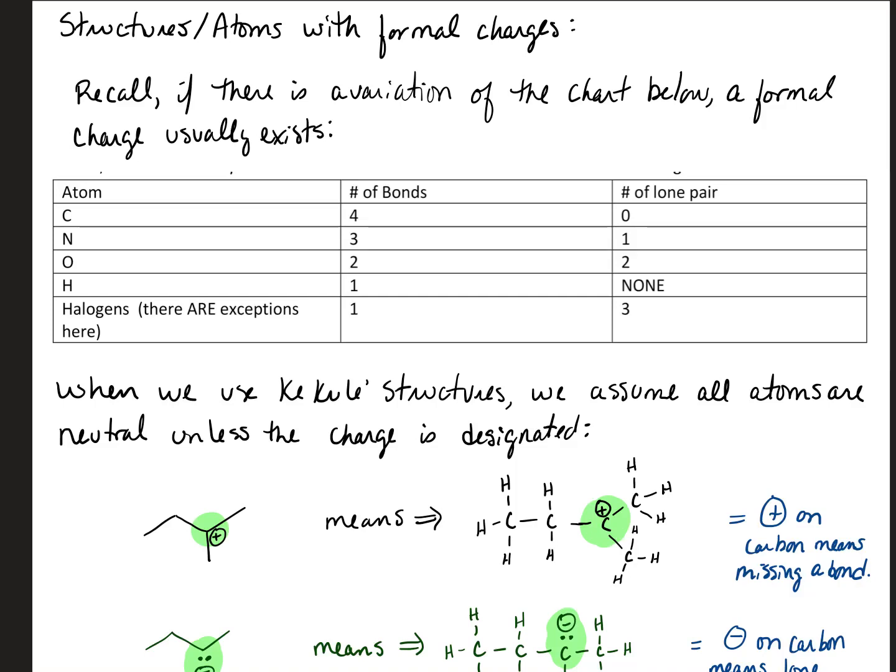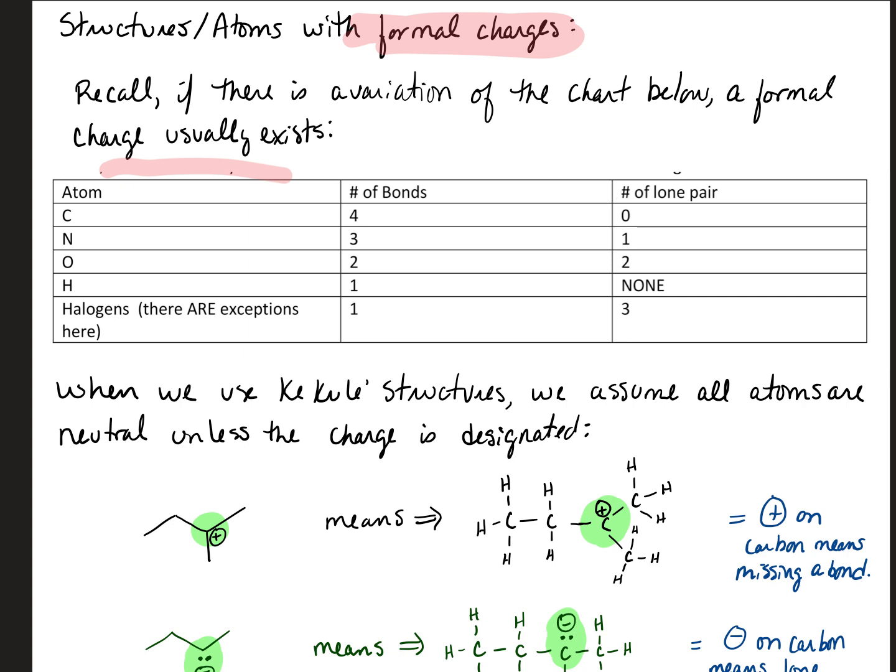As we're drawing structures, we also need to identify formal charges. I know that we started talking about this the other day, but this is also very, very important: knowing how to determine formal charges. Whenever you see something that is different from the chart here, you should have a little red light go off in your head. So carbon has 4 bonds, nitrogen has 3, oxygen has 2 bonds, hydrogen should have 1.